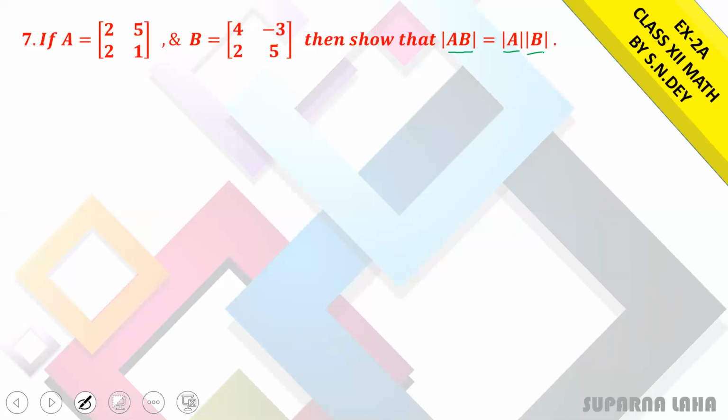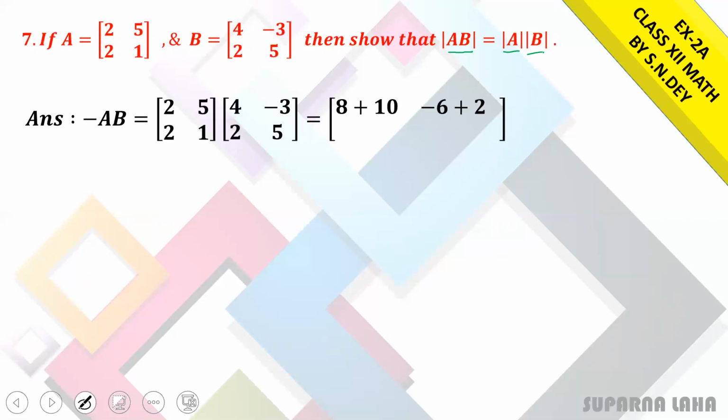So firstly we need to find the matrix AB. The two matrices are given: 2, 5, 2, 1 and 4, minus 3, 2, 5. Just multiply them row with column. I am not explaining this multiplication since you know how to multiply two matrices. This is row with column. I am just explaining one term.